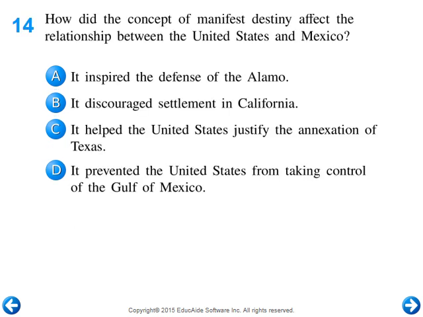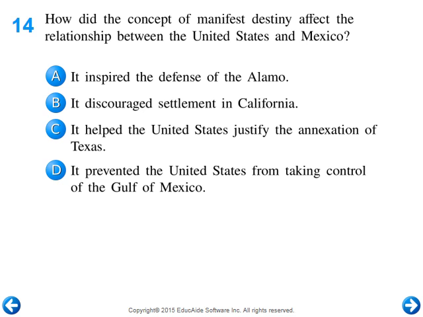Number 14. How did the concept of manifest destiny affect the relationship between the United States and Mexico? Okay. A, it inspired the defense of the Alamo. No, technically, we had nothing to do with the Alamo. The Alamo was a group of Texans who were from their own little declared country at the time. So that doesn't affect it.